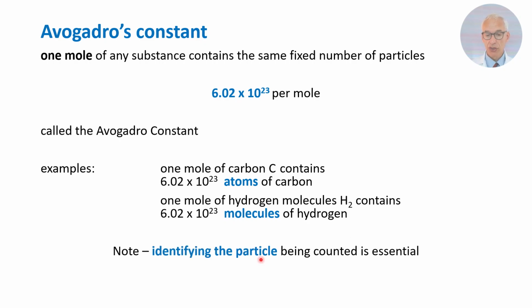It's very important to identify the particle being counted. So carbon consists of atoms, so we would say we've got Avogadro's number of atoms. Hydrogen exists as molecules, so 1 mole of hydrogen molecules has Avogadro's number of molecules of hydrogen.